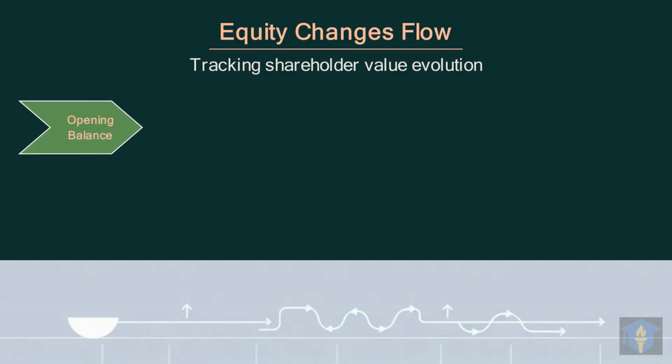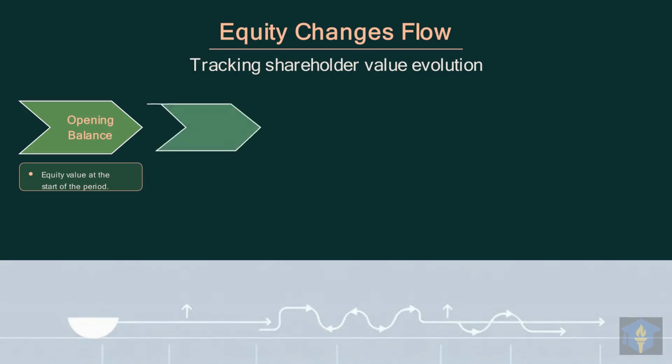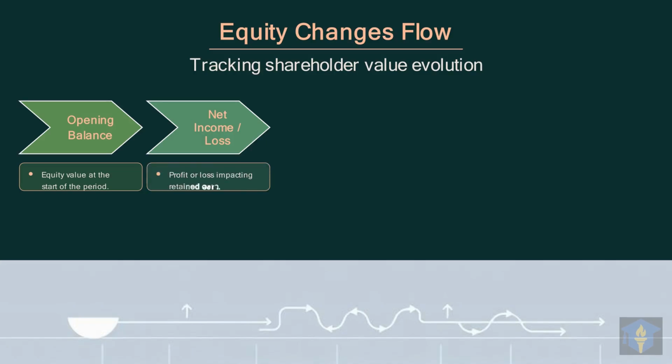We begin with the opening balance, representing the total equity value at the very start of the period. This is simply the initial amount of equity that the company held when the period began. Next, net income or loss from the income statement directly impacts the retained earnings component of equity. Whether the company makes a profit or a loss, it directly adjusts the retained earnings balance.